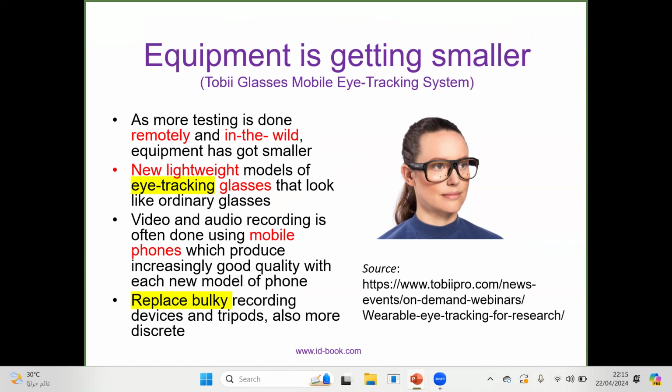As more testing is done nowadays remotely and in the wild, we will talk about what in the wild is shortly, but just remember that this is a way in which usability testing can also be carried out. It is one of the approaches in which the UT can be carried out.